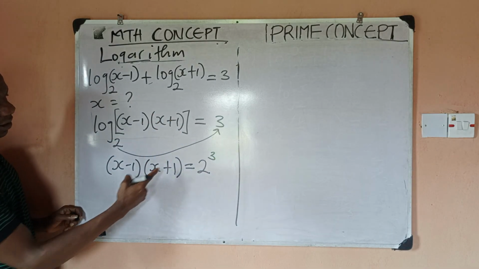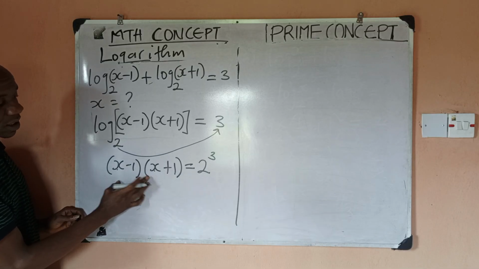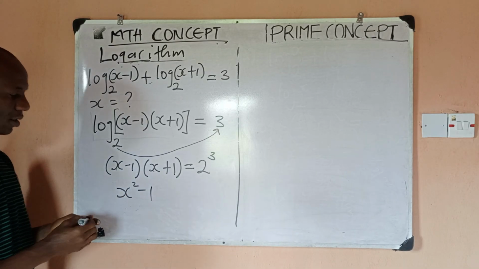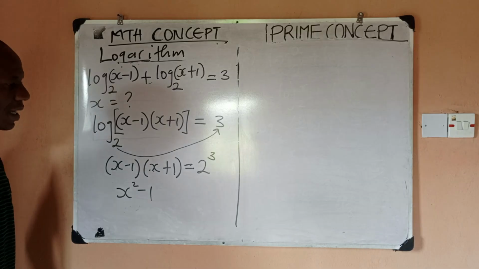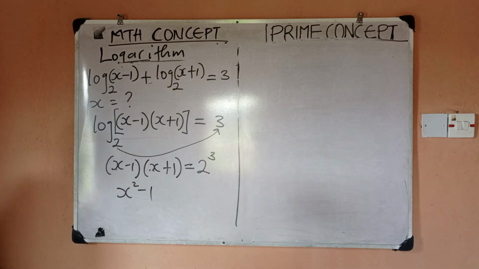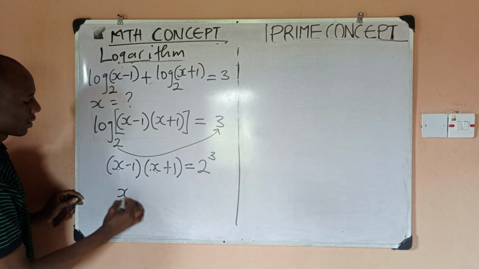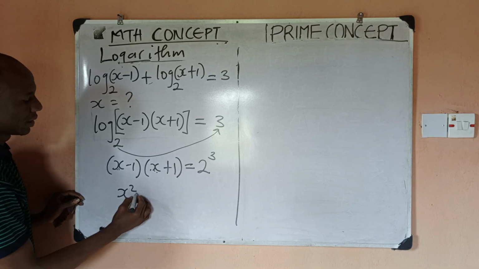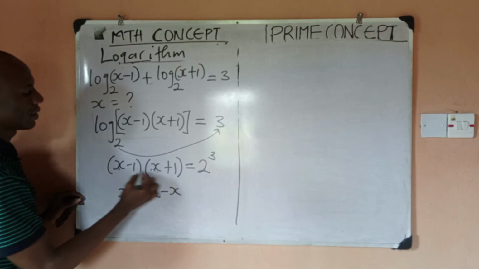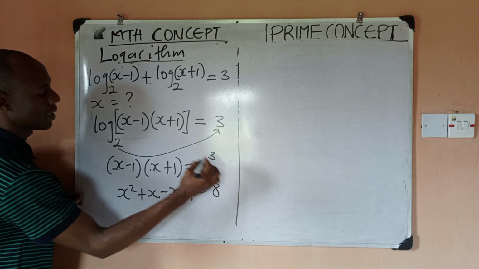If we expand this, you have this times this. Remember, this is a difference of two squares. When you have something like this, the answer can just be x squared minus 1, right? But let me expand so that it will be clear to some of us. So let's expand together. This times this is x squared. This times this is plus x. This times this is minus x. This times this is minus 1, which is equal to 2 raised to power 3, which is 8.